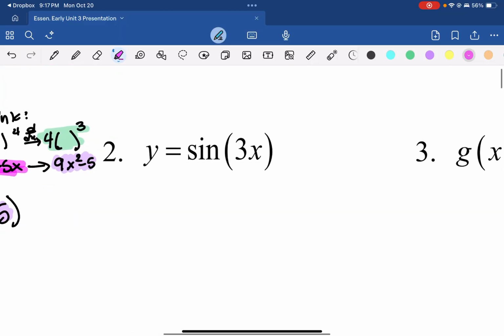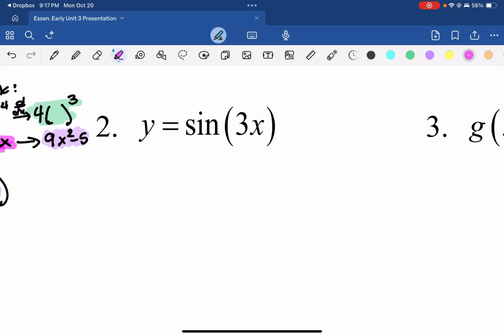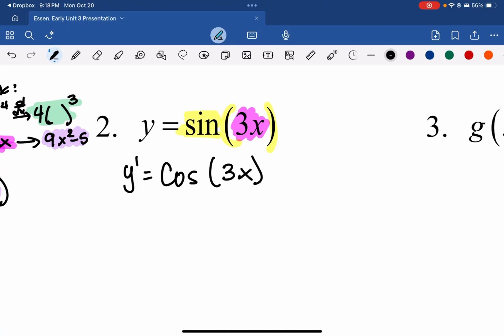Let's look at our next one. Number 2, I've got y equals sine of 3x. Our outside function is sine, and our inside function is 3x. So y prime is the derivative of the outside, the derivative of sine is cosine. The inside stays there when I take the derivative of the outside, times the derivative of the inside, the derivative of 3x, which is just 3.